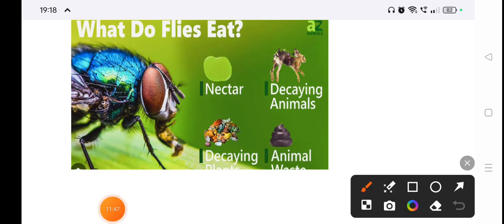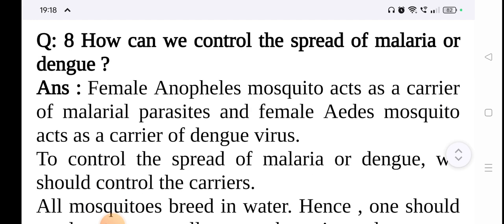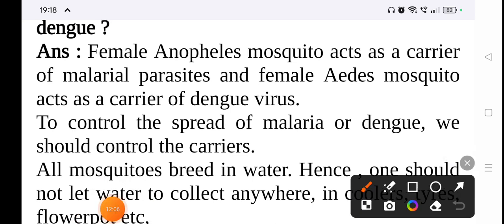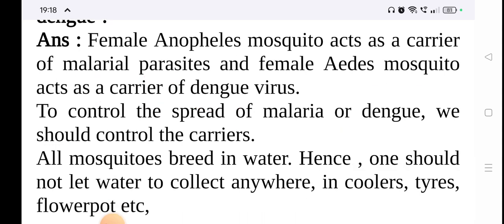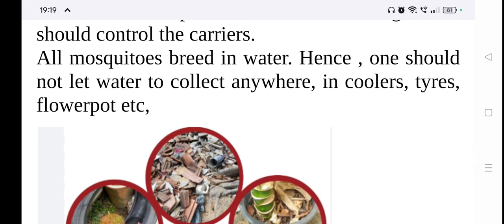See, they sit on the nectar, decaying animals, decaying plants and animal waste. Question number 8. How can we control the spread of malaria or dengue? Answer: female Anopheles mosquito acts as a carrier of malarial parasites and female Aedes mosquito acts as a carrier of dengue virus. To control the spread of malaria or dengue, we should control the carriers. All mosquitoes breed in water, hence one should not let water collect anywhere in coolers, tires, flower pots, etc.